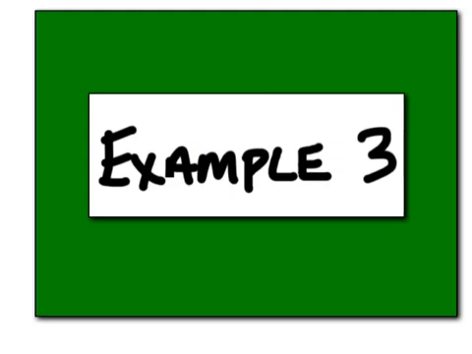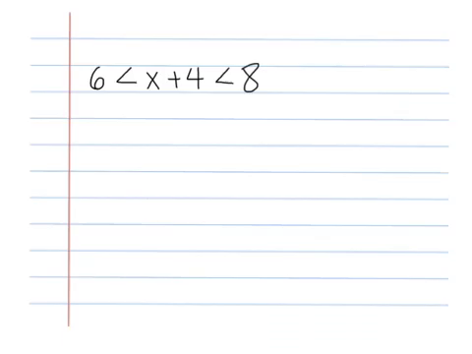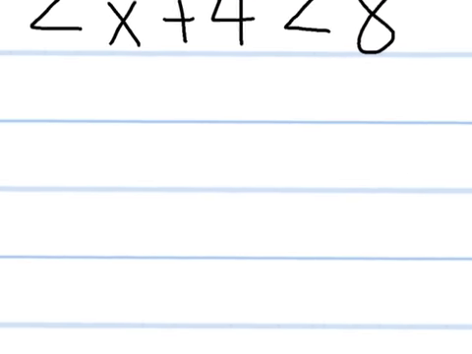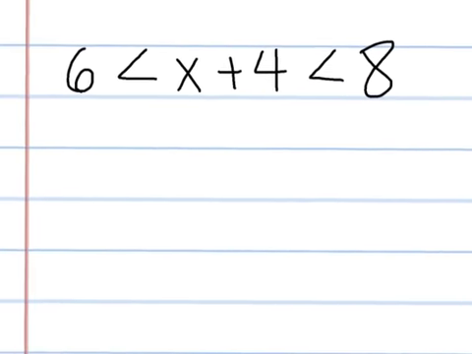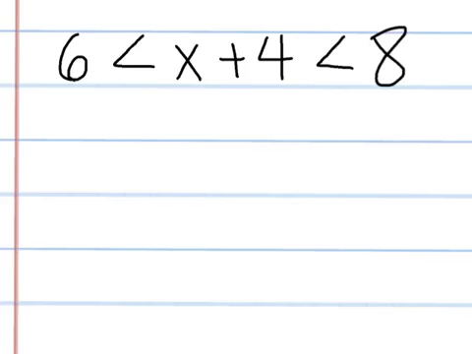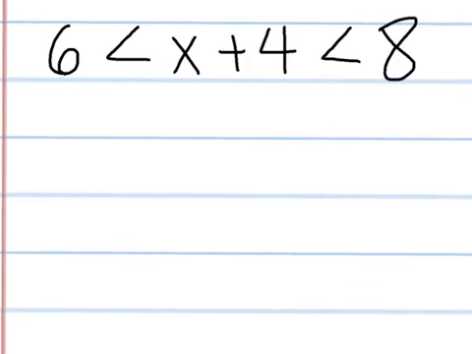Okay, this is extra credit problem number 1. Okay, example number 3. Alright, in this example, we are going to have 2 inequality signs. The only thing that this is going to change is that we're just going to do the same thing to all 3 parts of it.